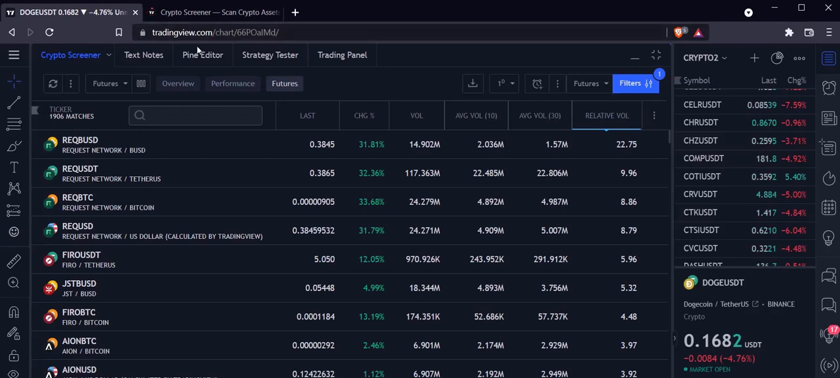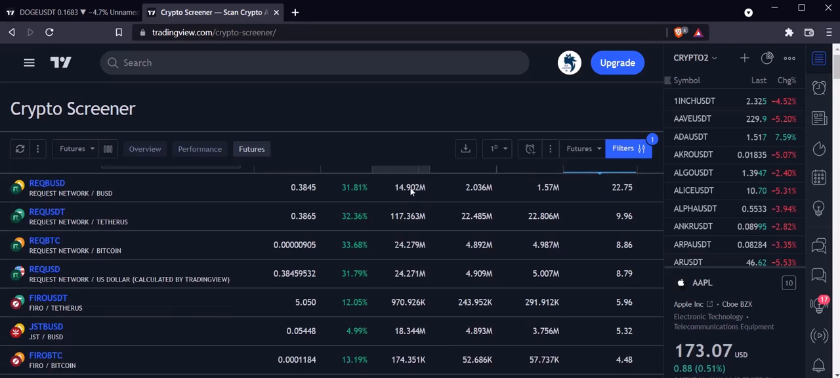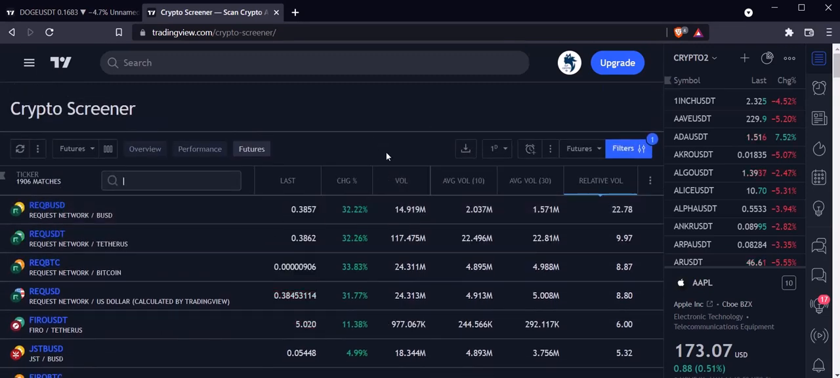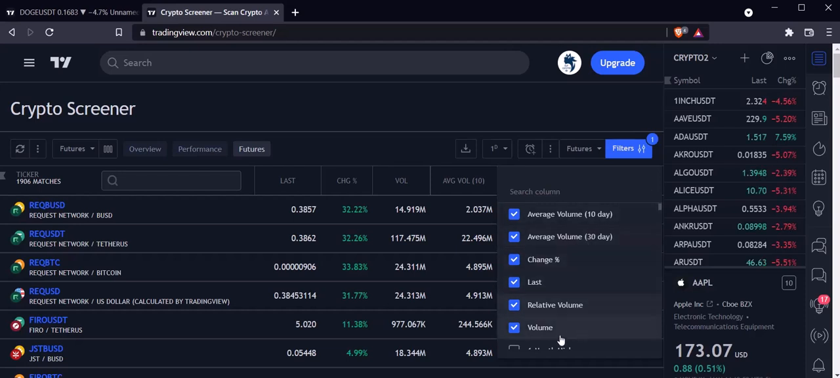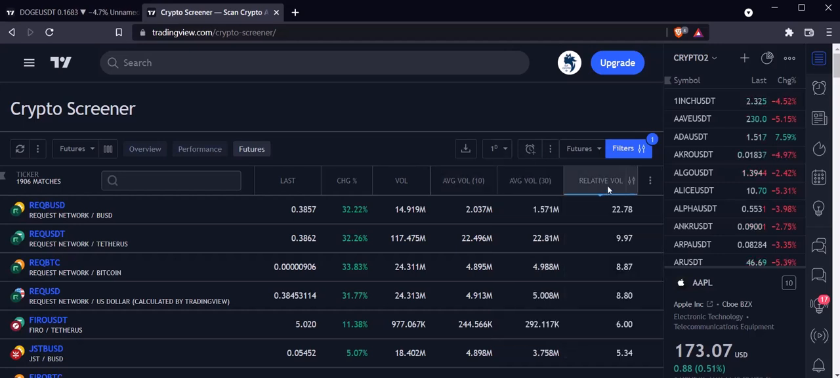So what do we need here? First of all, we have to go here and add these columns. These are my custom columns, which we use and trade with. Average volume 10 days, average volume 30 days, change in percentage, last price, relative volume, and volume. And after that, we sort them by relative volume.